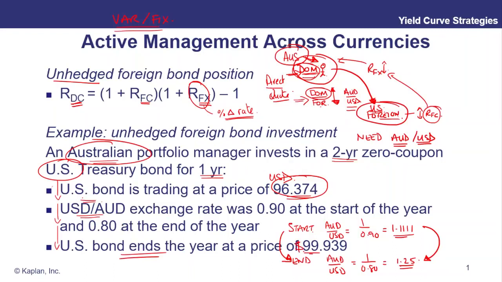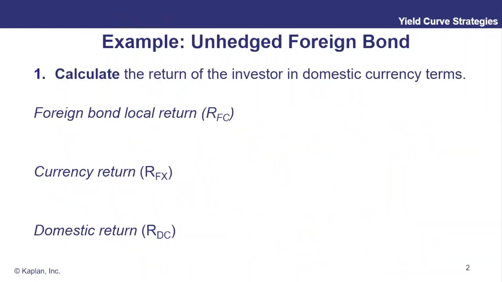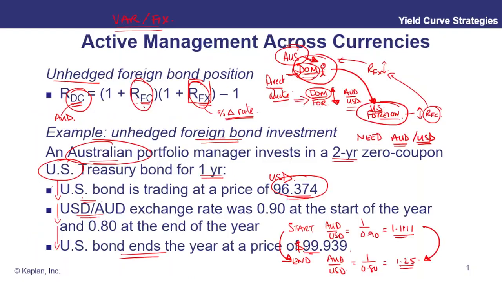So calculate the unhedged foreign bond, calculate domestic Aussie dollar return for this foreign US dollar bond. What you can do is just now you've got your exchange rates around the right way, you can just calculate the foreign currency return by looking at the US dollar prices. You can calculate the foreign exchange return by looking at the change in this foreign exchange rate, compound them together and subtract the 1 and you are done. So yeah, I mean there's gaps on the slide here, but the foreign bond local return is just going to be its dollar price at the end, which was 99.939, divided by the dollar price at the start, which is 96.374, minus 1. Okay.